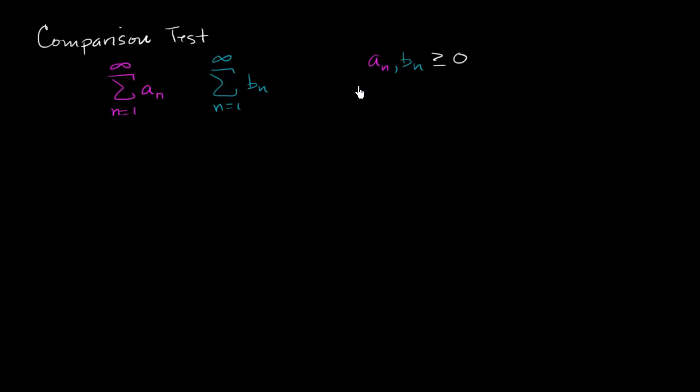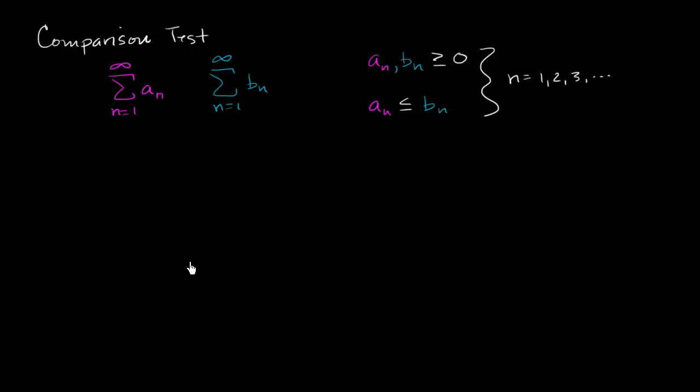Now, let's say we also know that each of the corresponding terms in the first series are less than or equal to the corresponding term in the second series, less than or equal to b sub n. And once again, this is true for all the n's that we care about. So n equals 1, 2, 3, all the way on and on and on.